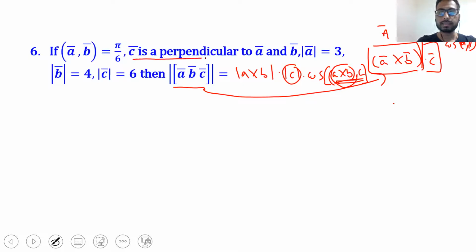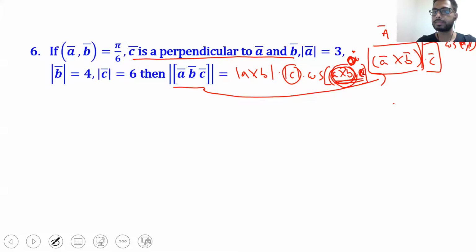It is given that C bar is perpendicular to A bar and B bar. Therefore, this angle is going to be equal to 0 degrees, because A cross B is going to be perpendicular to the plane of A and B, and C bar is also perpendicular. So two perpendiculars to the plane of A and B are going to be parallel, and the angle between two parallel lines is going to be 0. So the angle between A cross B and C is going to be 0 degrees.